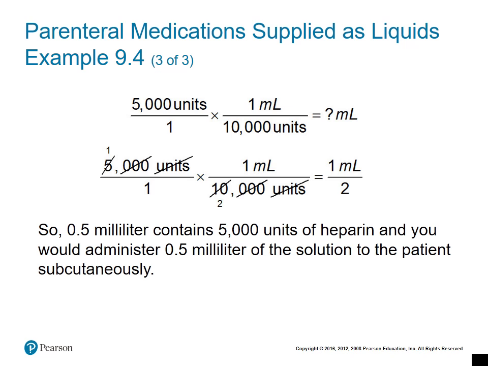And we take our order and we multiply it by the strength. So our order was 5,000 units, and we multiplied it by the strength. We flipped it over, we took the reciprocal because we want the units to divide out and we want to be left with milliliters. So the units divide out, 5,000 divided by 10,000 is just 1/2. So we have 1/2 milliliter, or 0.5 milliliters contains 5,000 units of heparin.